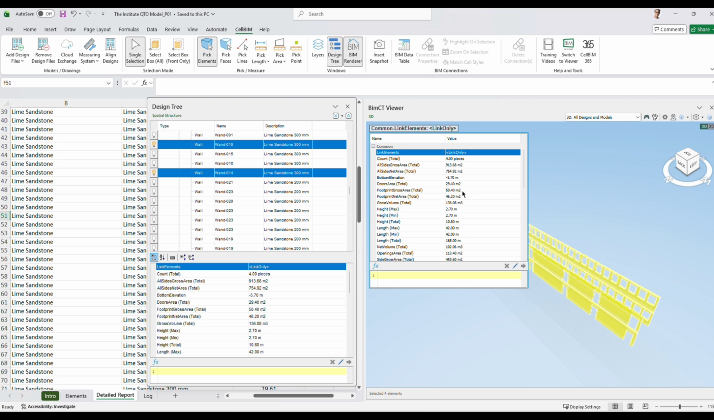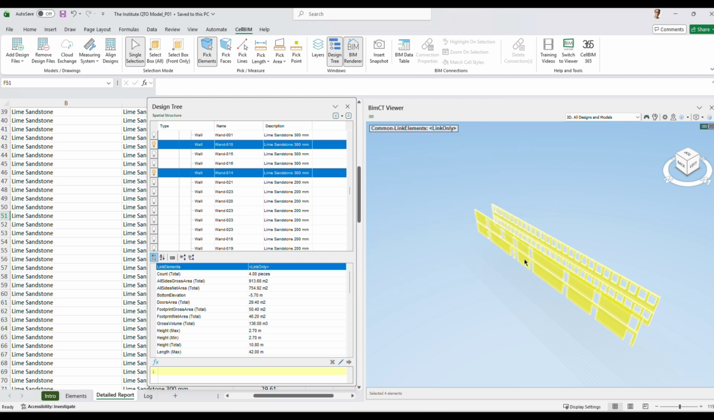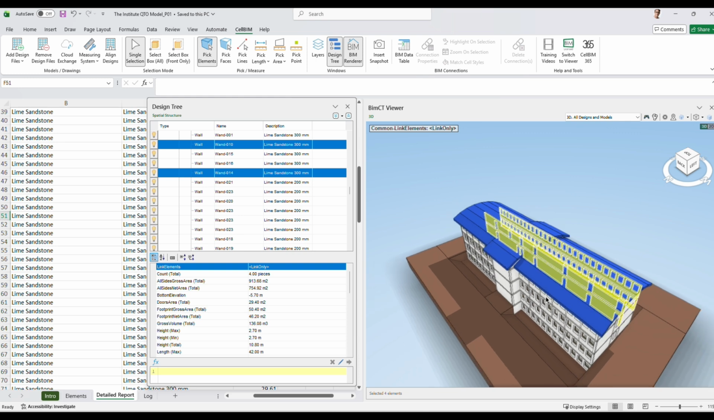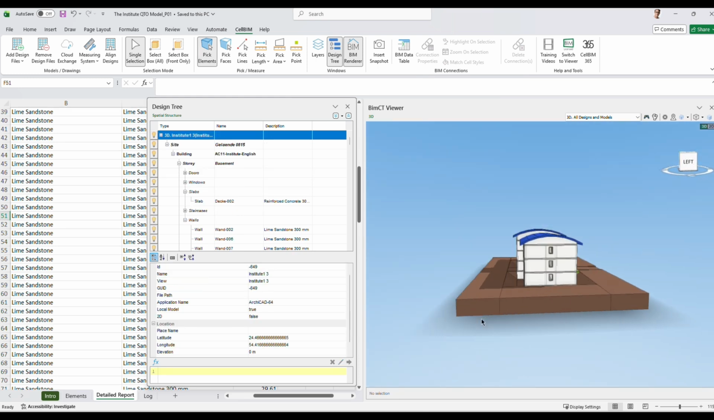So why does this matter? Understanding whether you are looking at gross, net, or filtered quantities keeps you in control of your numbers.